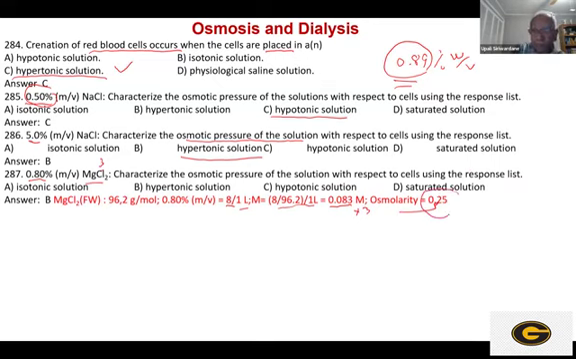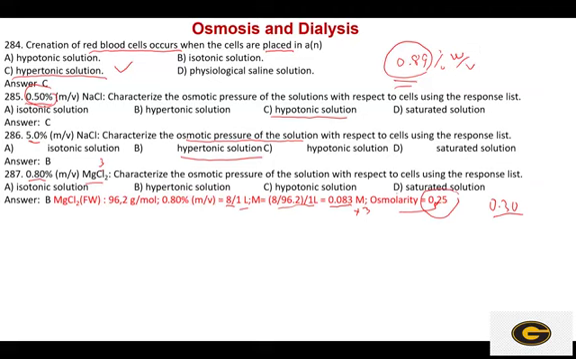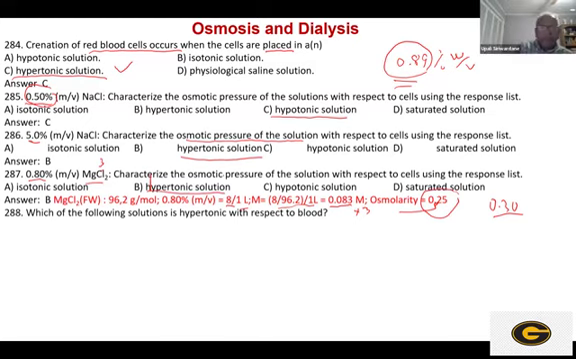So osmolarity of a sodium chloride solution was 0.30. We calculated that. Therefore, this has to be hypertonic. This is low. This solution is hypertonic. That's how you get the answer B. We get the following solution is hypertonic with that.